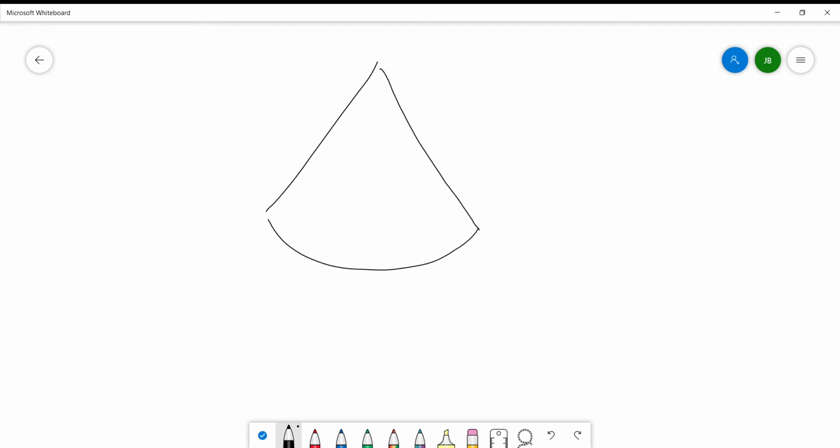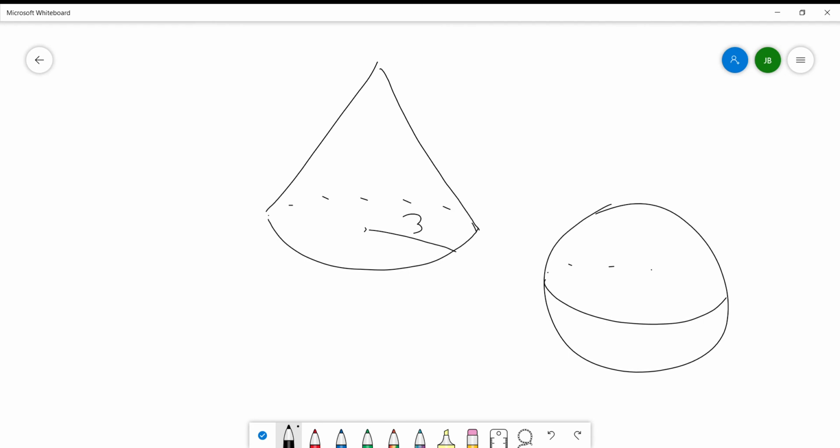I'll make it a wide cone. Dot, dot, dot, dot, dot. And I want my radius to be, let's say, 3 units. And then I have a sphere, and my sphere also has a radius of 3 units. And I want to take this cone and put it on top of this sphere.